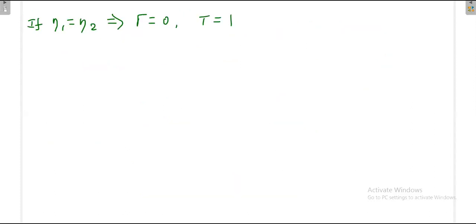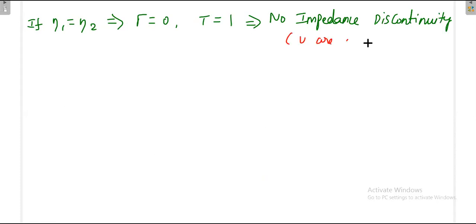Then what is the meaning of this? No impedance discontinuity. That means you are in the same medium. You are not going to any new medium.